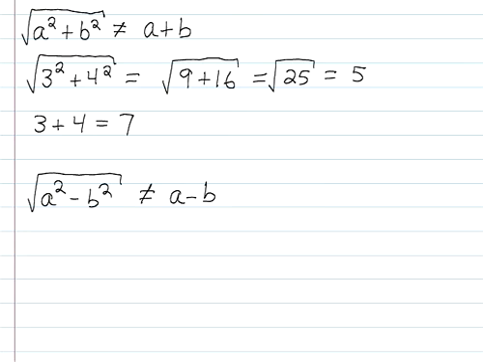Now, if the numbers are multiplied or divided, so for example, if you had a squared multiplied by b squared and all that under the square root, then you could simplify that to simply a multiplied by b. And the same would be true for division. So each case is a little different, and if you're wondering whether you can simplify it or not, just try putting in some numbers and see if it works.